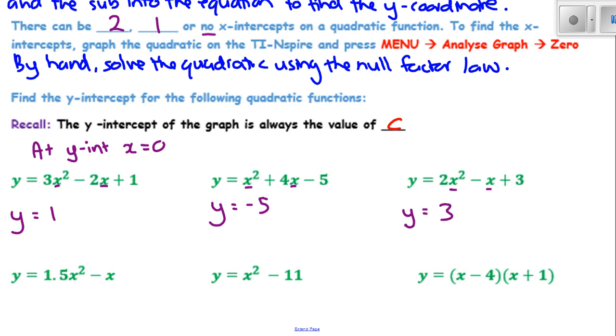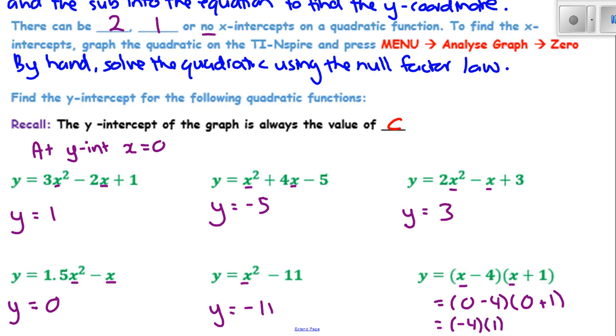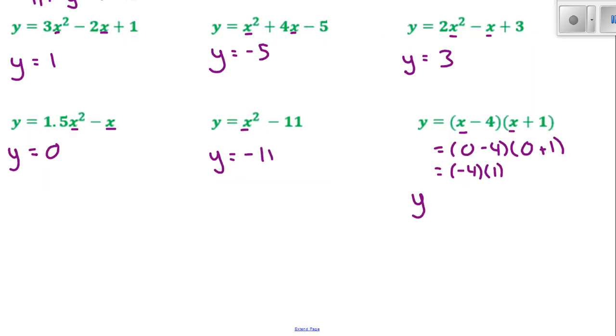Sub in 0 and 0 here, you'll just get y equals 0. Sub in 0 here, you'll get y equals -11. Interesting, sub in 0 and 0 here, you'll get 0 minus 4, 0 plus 1, which equals -4 times 1. So y equals -4. So that's a way you could find it. You sub in x equals 0. Or you could FOIL the quadratic equation to begin with, and then you'll end up seeing that the y-intercept ends up just being -4. You expand and collect like terms.